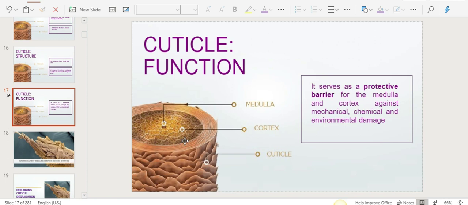So the cuticle is almost like a skin, right? Because your skin protects your flesh, your blood, your bones, or whatever. So the cuticle is almost like that, it protects the cortex. So that's why we have so many layers, right? Because your hair obviously will go through so many different things. So that's why the cuticle has so many layers, to protect the cortex. All right.